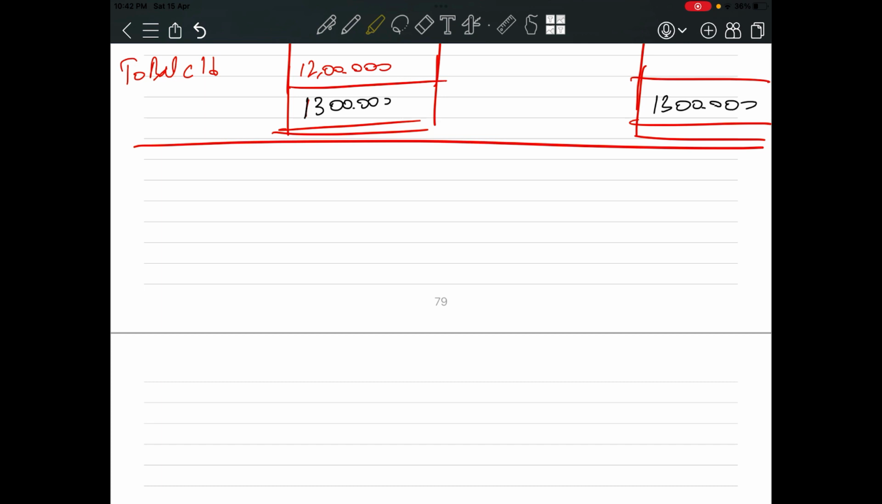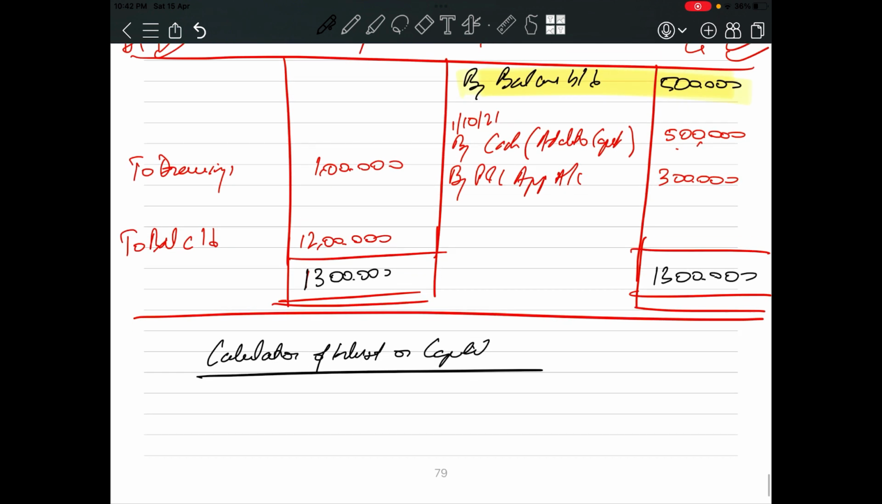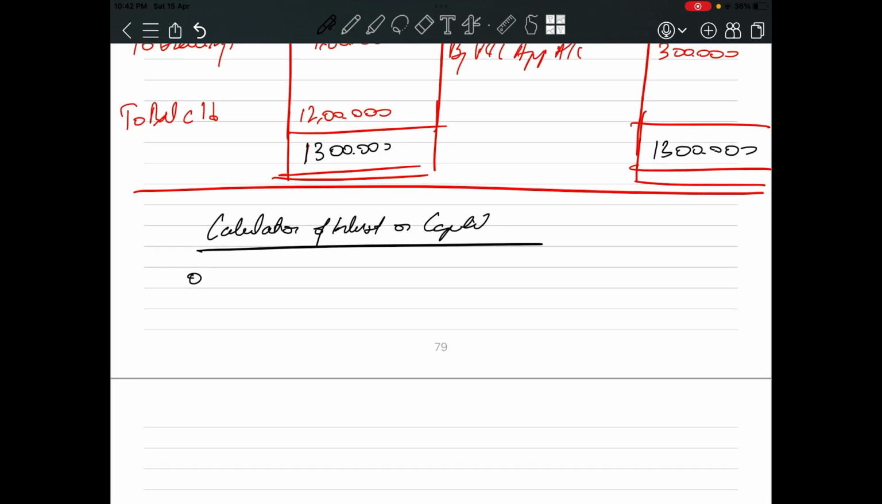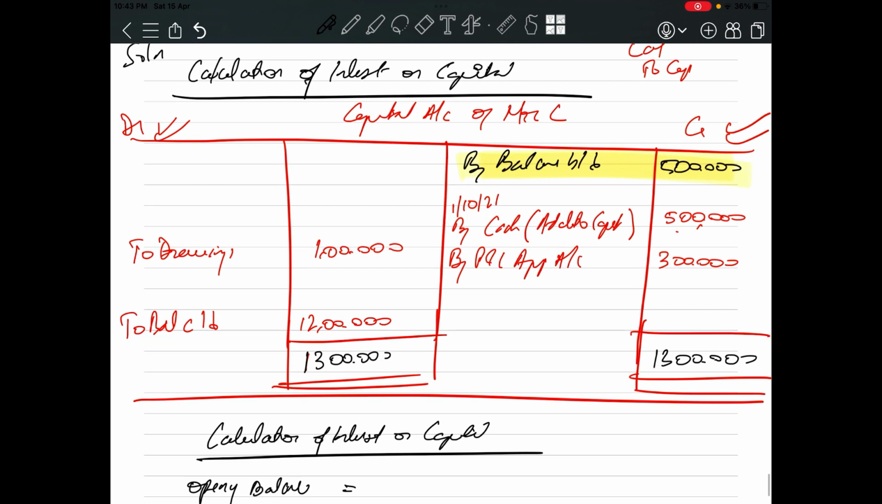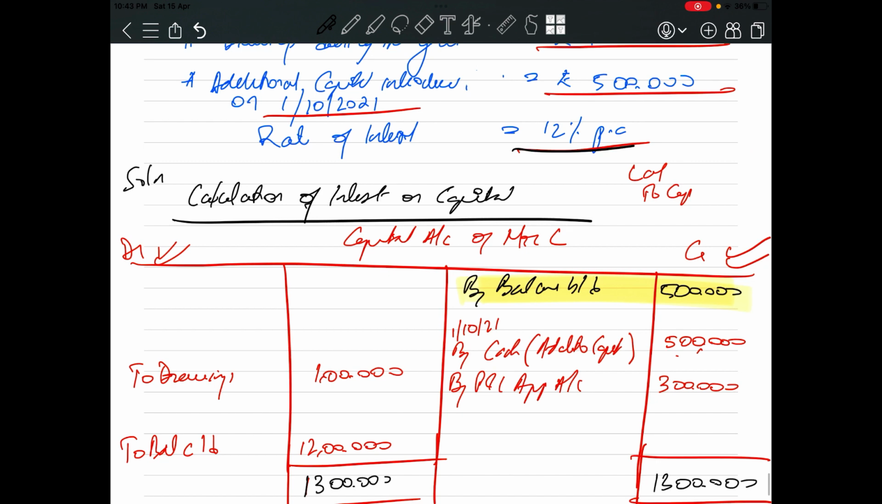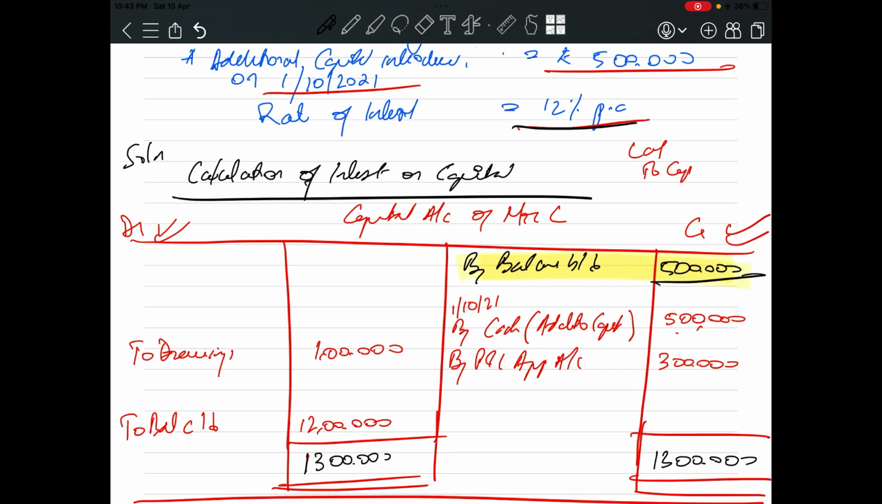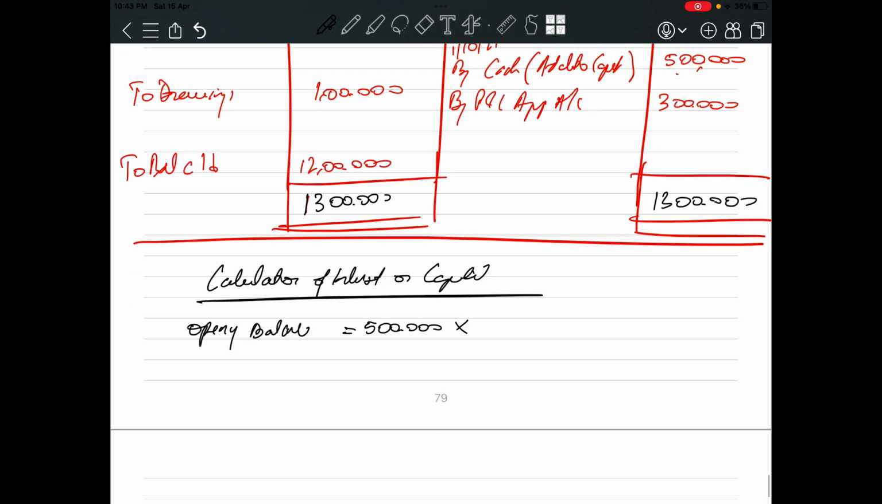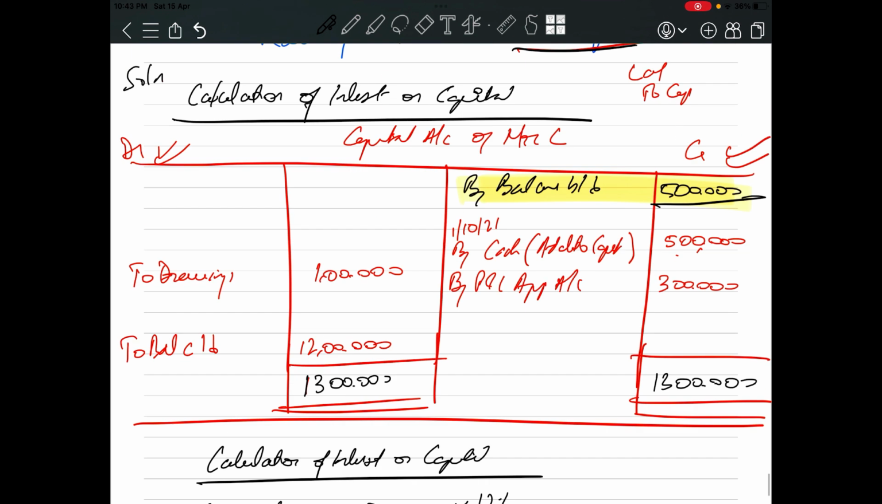Now let's calculate interest on capital. Calculation of interest on capital. Okay, so we'll calculate interest on capital. First of all, on opening balance, what will be the amount? 5 lakhs. What is the rate? The rate is 12%. See, the opening balance is 5 lakhs. So interest will be calculated on 5 lakhs and 12% is the rate. Okay, so this basically will be calculated for the whole year because it is the opening balance.